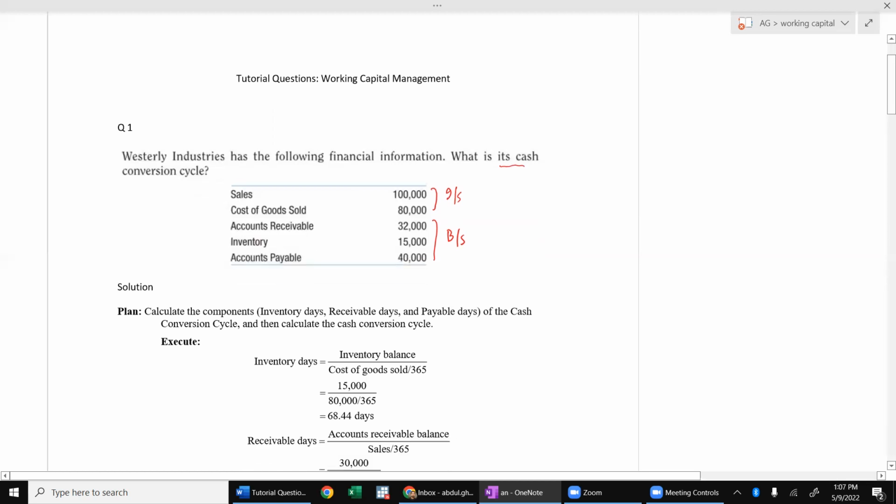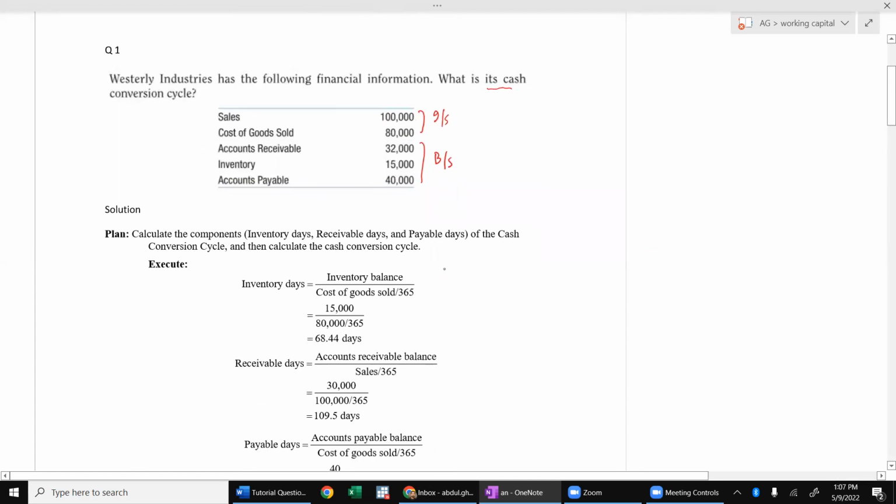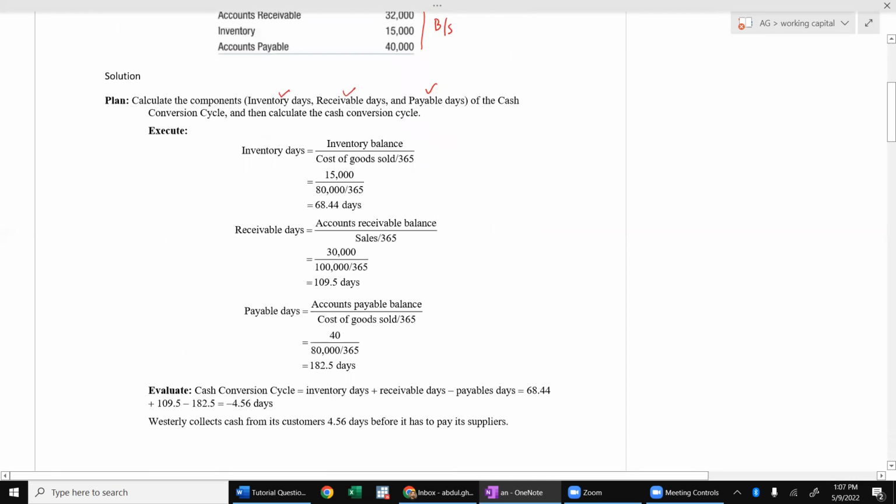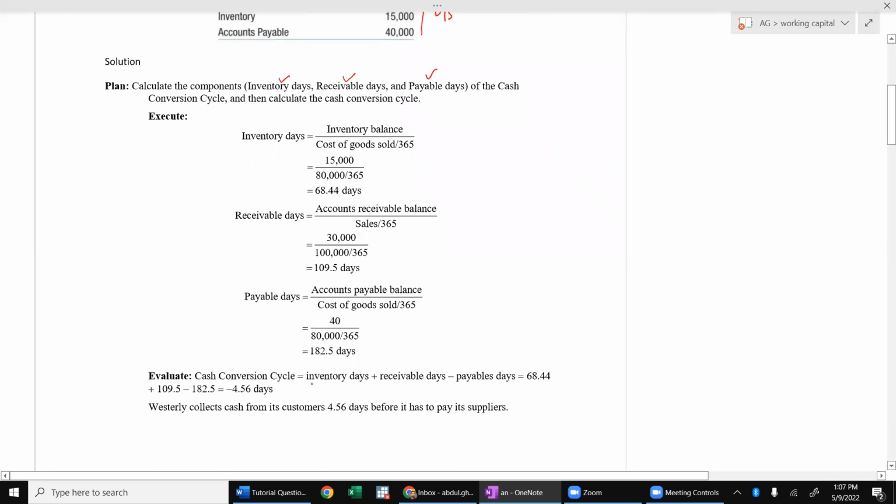So what is the formula? Please remember in the exam, these formulas will be given to you. So calculate the components: we need to see inventory, we need to see receivable, and we need to see payables. First of all, this is the formula that you need to remember: inventory days plus receivable days minus payable days.